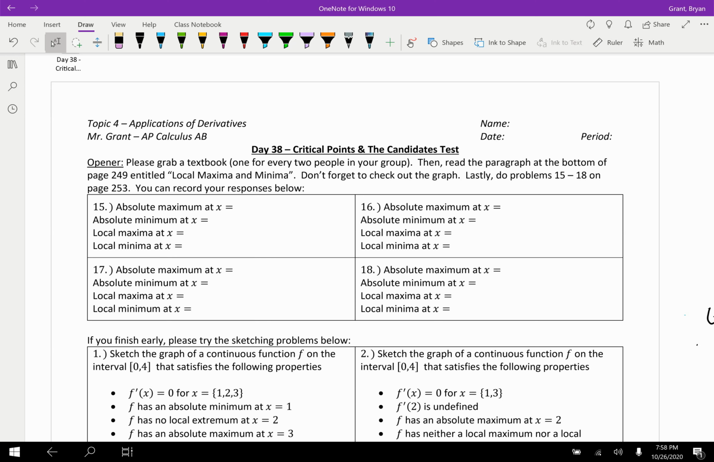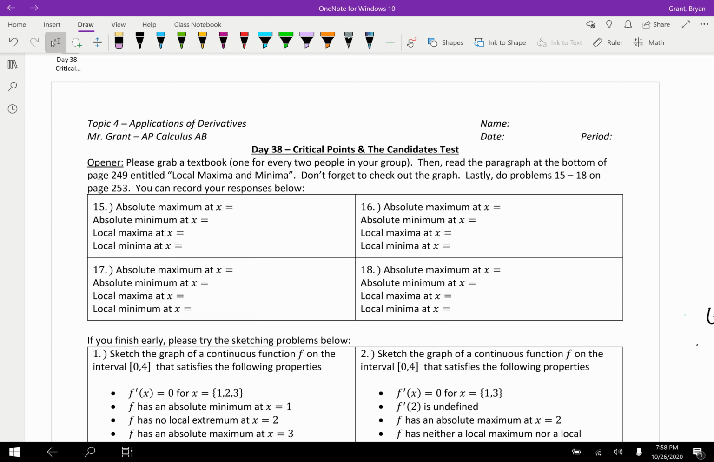Hello, hello, and we are back to topic 4, applications of derivatives. Last class, day 37, we covered the EVT, the extreme value theorem, which really is just a nice excuse to introduce some new vocabulary: absolute maximum, absolute minimum, relative or local maxima, minima, all that fun stuff.